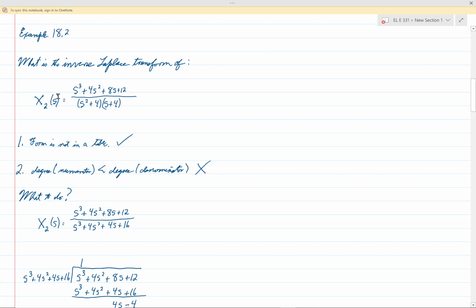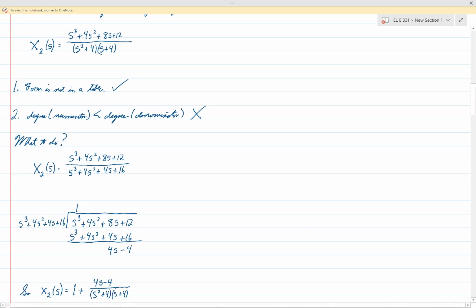This time we want to invert something a little more complicated: s cubed plus 4s squared plus 8s plus 12 over s squared plus 4 times s plus 4. Is this form in the table? No, so we check: is the degree of the numerator less than the degree of the denominator? The degree of the numerator is 3. The degree of the denominator, if we multiplied this all out, would be 3. So the degree of the numerator is not strictly less than the degree of the denominator, and we cannot proceed until we take care of that.